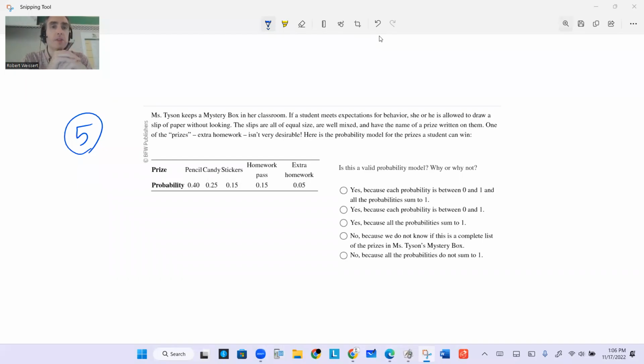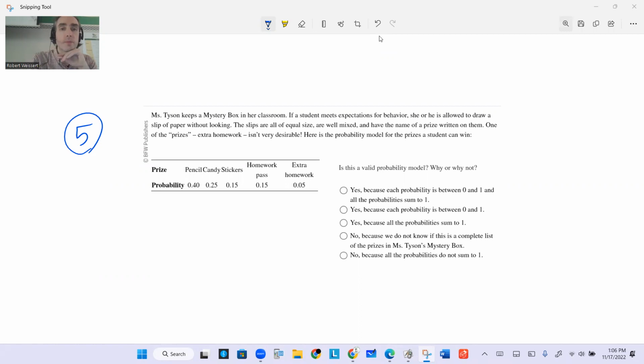Question 5. Miss Tyson keeps a mystery box in her classroom. If a student meets expectations for behavior, he or she is allowed to draw a slip of paper without looking. The slips are all of equal size, are well mixed, and have the name of a prize written on them. One of the prizes, extra homework, isn't very desirable. Shocking. Here's the probability model for the prizes a student can win. Is this a valid probability model?